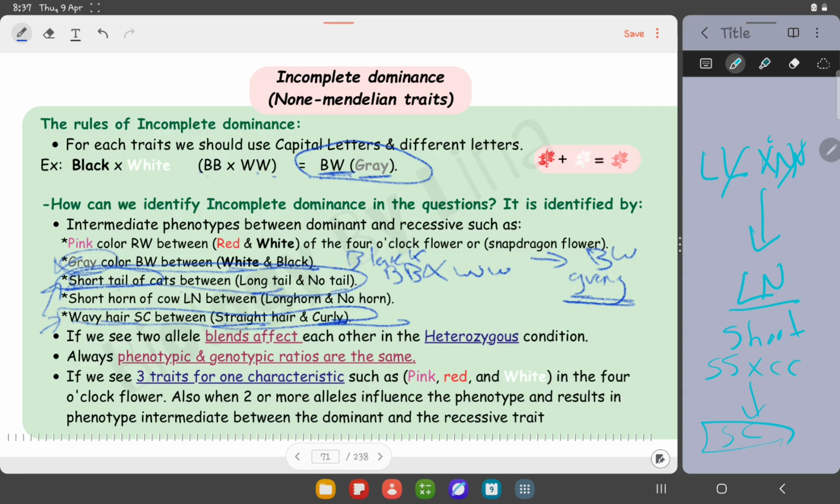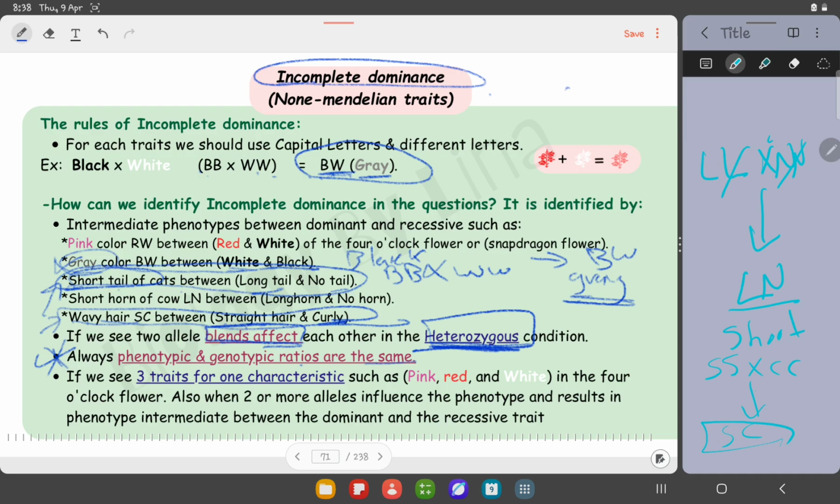If we also see in the question that two alleles blend their effect or mix together with each other in a heterozygous condition, this will also mean incomplete dominance. So we need the intermediate to be heterozygous and blend the effect of both the parents. Always the phenotype and genotype ratio are the same. Very important note: here we will focus on the genotypic ratio and phenotypic ratio. In all incomplete dominance, the phenotypic ratio and genotypic ratio are equal to each other. So if you know the phenotype, it's directly equal to the genotype, and vice versa.